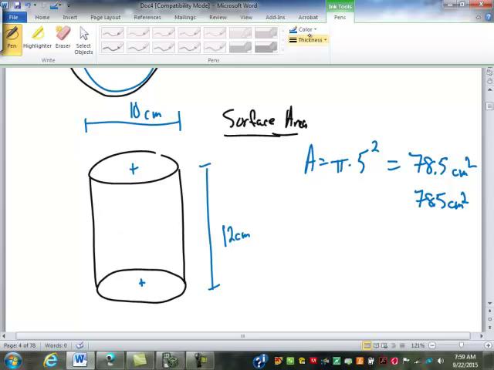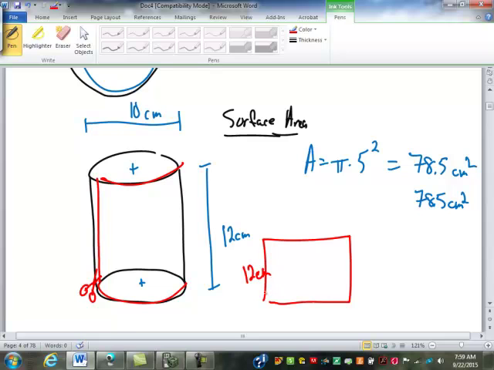Now for the side of that, imagine taking a scissors and just cutting right up the side of that can. And you take that and you roll it out. What shape is that going to be? A rectangle. Well, the height of this rectangle is still 12 centimeters. What's the length of this? It's the distance around here, right? That distance is the circumference of the circle, which is just pi times 10. Pi times diameter. So 31.4 centimeters.